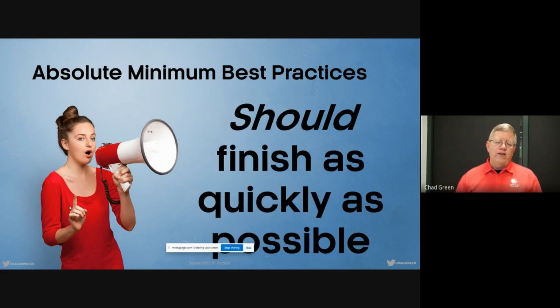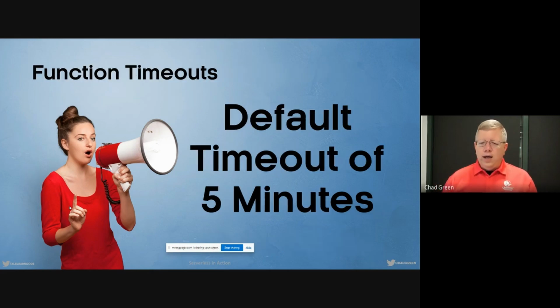And it should finish as quickly as possible. One of the biggest reasons is because you pay for execution time. So to keep your costs down, you want it to finish as soon as possible. With that being said, on the consumption plan, by default, it's limited to 5 minutes. It will time out if it runs more than 5 minutes. You can change that, but the max you can set it to is 10 minutes.